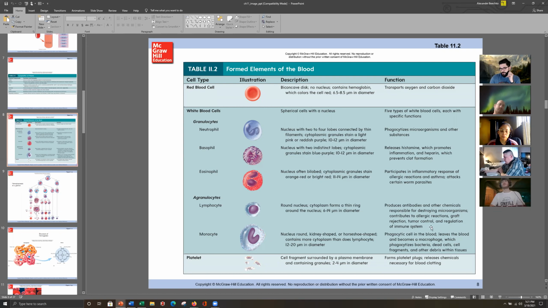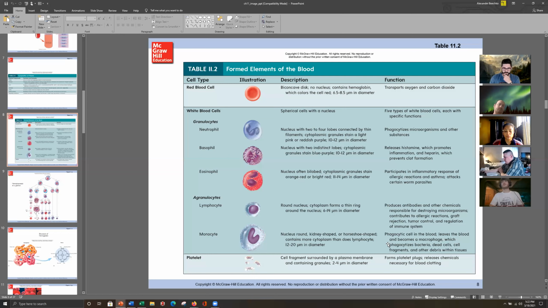So graft rejection, tumor control, and regulation of the immune system are all regulated by lymphocytes. Then we've got monocytes here, which have this large kidney-shaped nucleus. These are phagocytic cells that circulate around in our bloodstream. These guys are pretty cool because they'll enter the site of an inflammatory response and leave the circulatory system via those fenestrations in the blood vessel, and then they'll transform into macrophages and they can go and destroy bacterial cells.